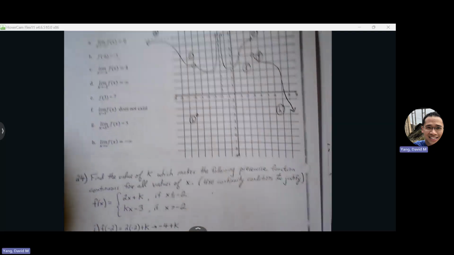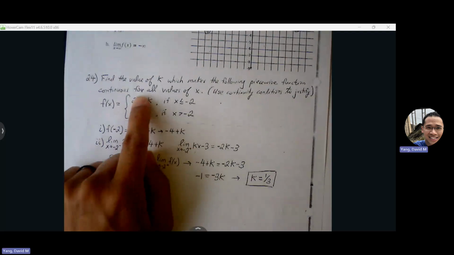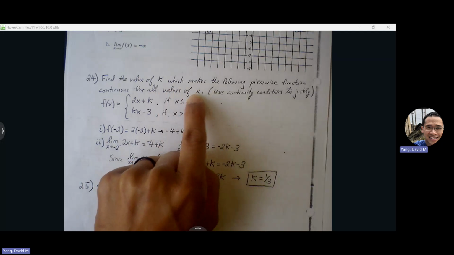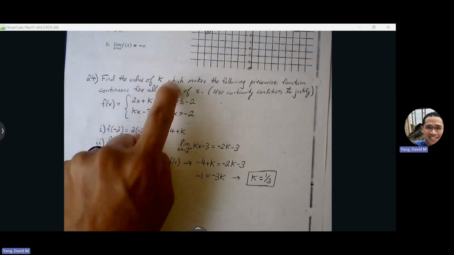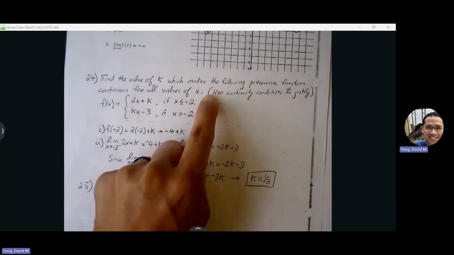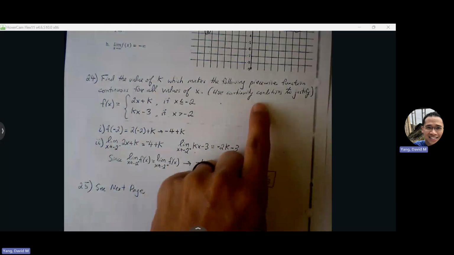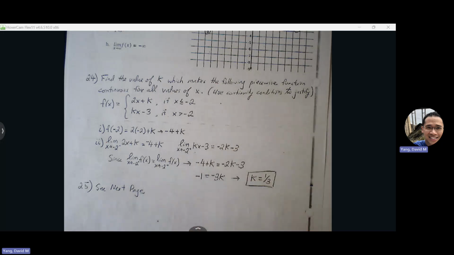Okay, for 24, it says find the value of k for which the following piecewise function is continuous. So a problem like 24, you're forcing continuity. You want continuity to occur. And the idea is that you're going to use the continuity conditions to give you that framework to help you solve for k. So if you just step through the continuity conditions, eventually you're going to be able to solve for k.